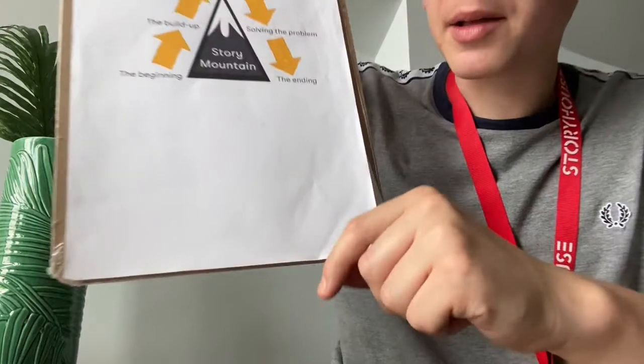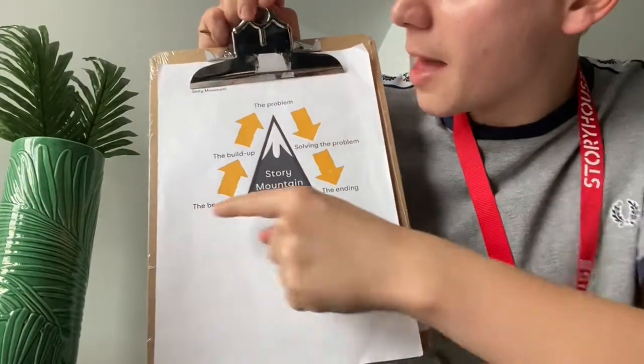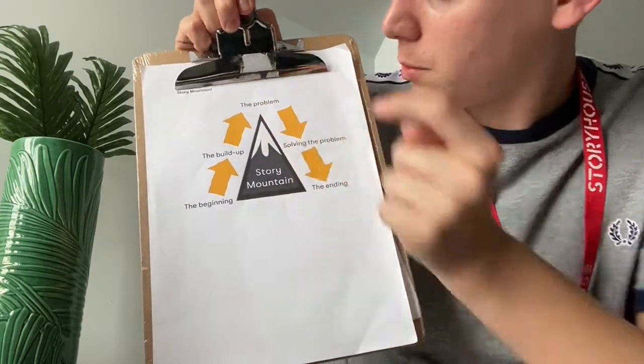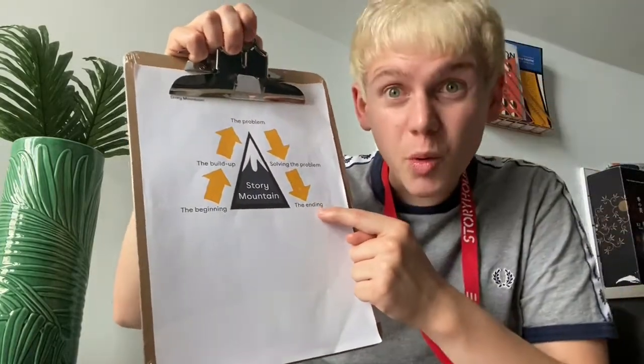So the story mountain begins at the beginning. It's a very fine place to start. And then we move up to the build up, then we go to the problem, then we go to solving the problem, and then we go to the ending. Now, sometimes some stories deviate or go away a little bit from this, but this is a good basic way of thinking about how a story works.